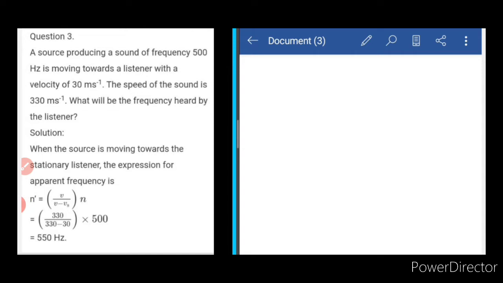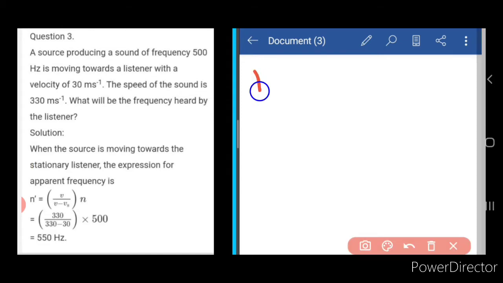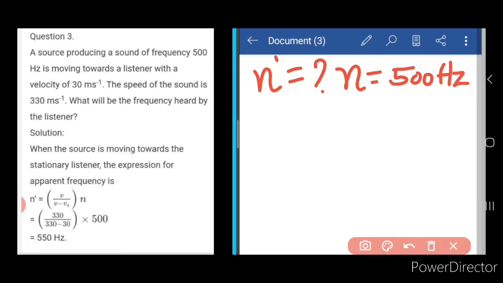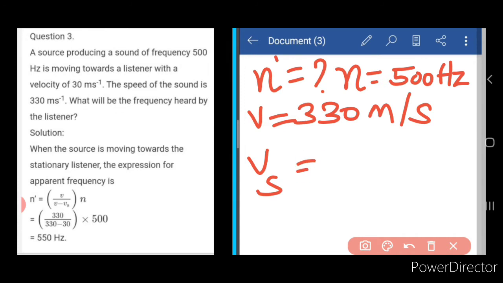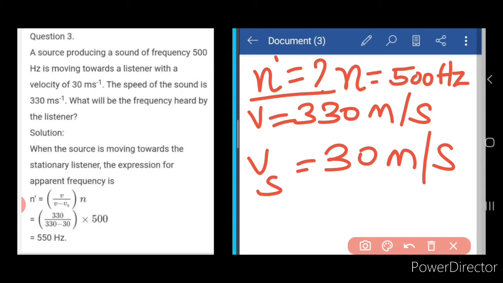Now the third question is, a source producing a sound of frequency 500 Hz is moving towards a listener with a velocity of 30 meter per second. The speed of the sound is 330 meter per second. What will be the frequency heard by the listener? Again here the apparent frequency is asked. Now what is given? The frequency of the source is 500 Hertz. The velocity of the sound is 330 meter per second. Velocity of the source is 30 meter per second. Now we have to find out the apparent frequency.